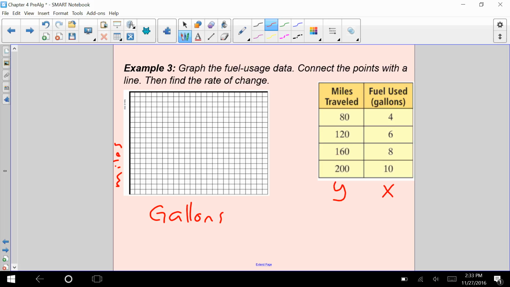Along the bottom, I'm going to make every line worth 1. So I've got 2, 4, 6, 8, and 10. Going up the side, each line is going to be worth 10. So 10, 20, 30, 40, 50, 60, 70, 80, 90, 100, and so on up to 200. All right, and our title here can be fuel usage.